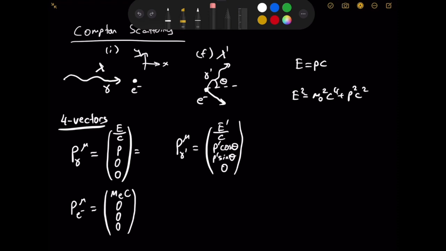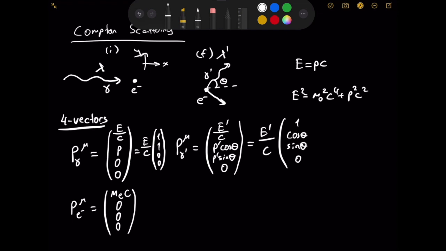So using that, we could just factor out an E over c, like so here, right? And we could do that here. If you do E prime over c, it's just 1, cosine of theta, sine of theta, and 0, right? And another cool thing is, well, we can get to this, we'll talk about it later. Okay, anyways. So this is that.